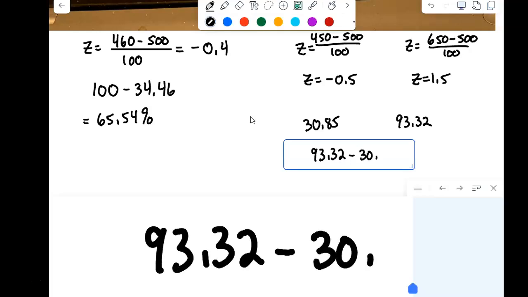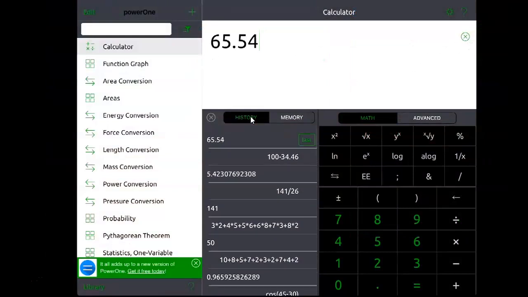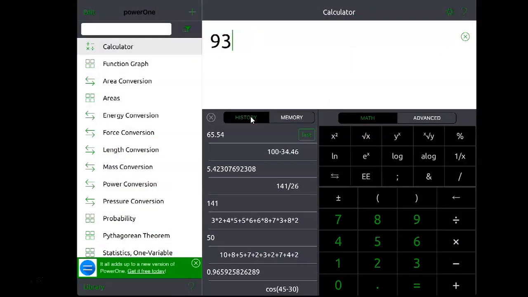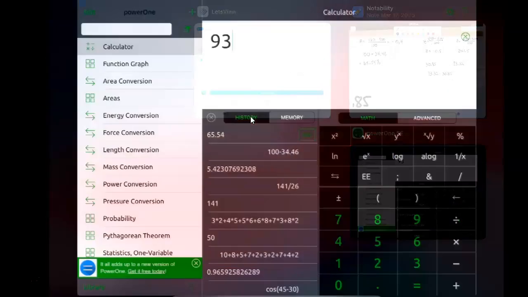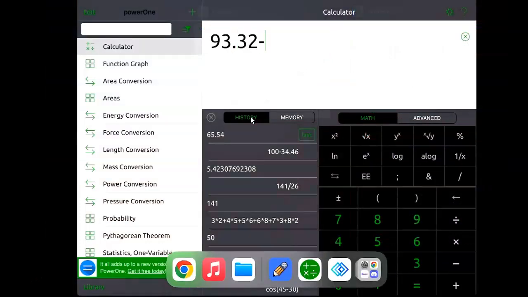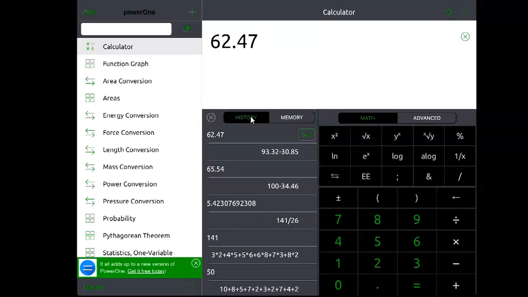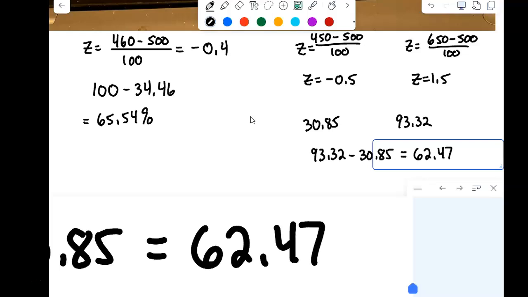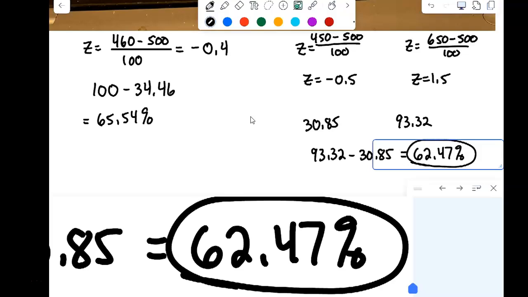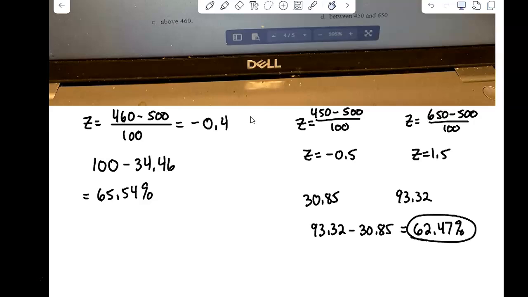93.32 minus 30.85. And once again, we just pop onto a calculator for that. 93.32 minus 30.85. We find out 62.47% fall between a score of 450 and a score of 650. Okay.